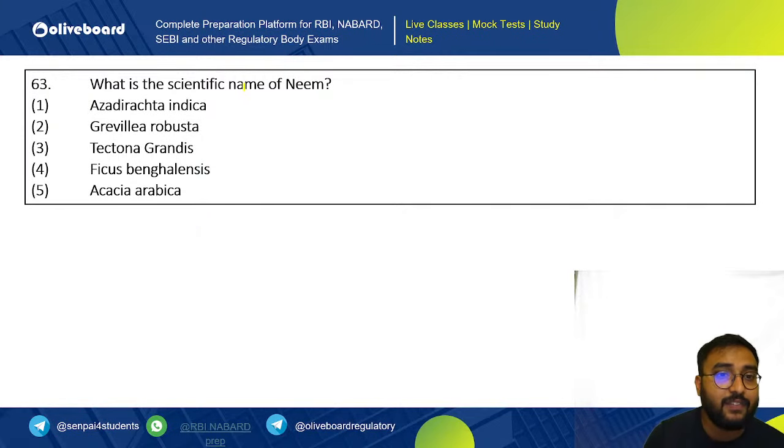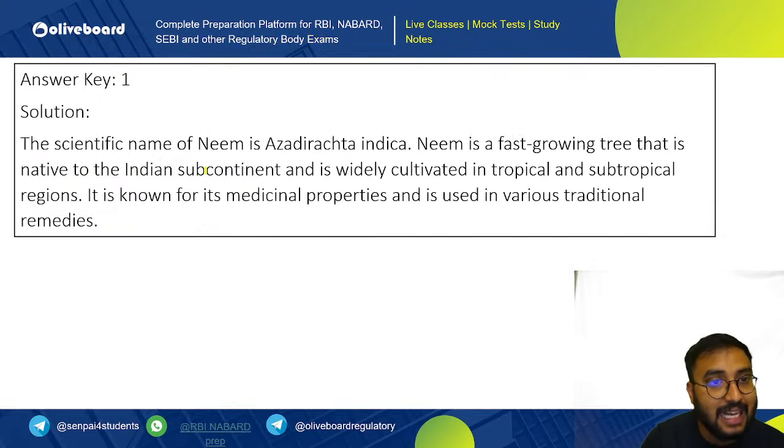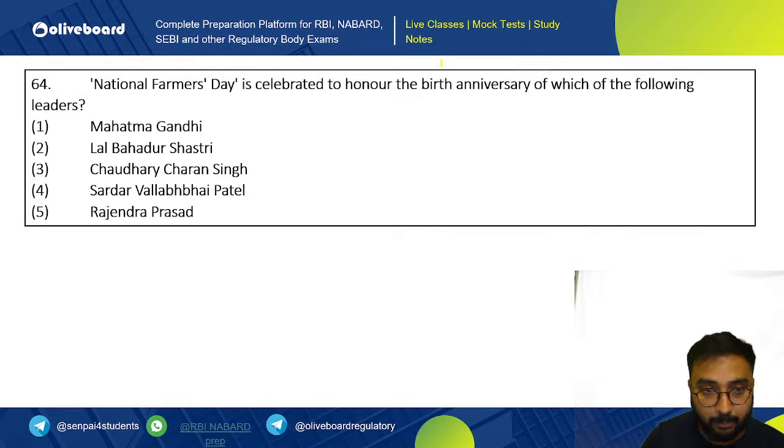What is the scientific name of neem? Azadirachta indica, Grevillea robusta, Tectona grandis, Ficus bengalensis and Acacia arabica. So the answer here is Azadirachta indica, which is the scientific name of the neem.